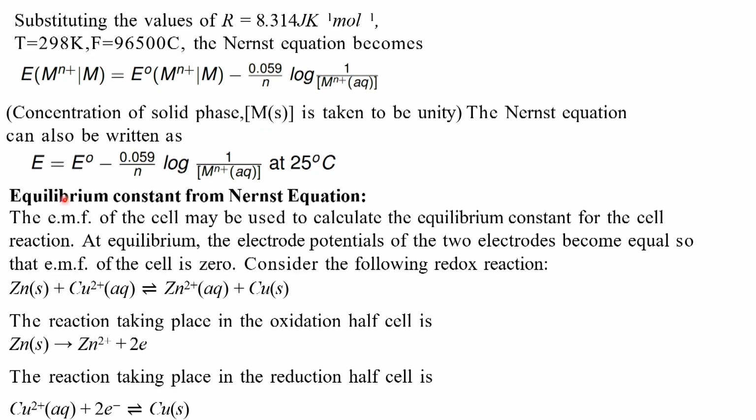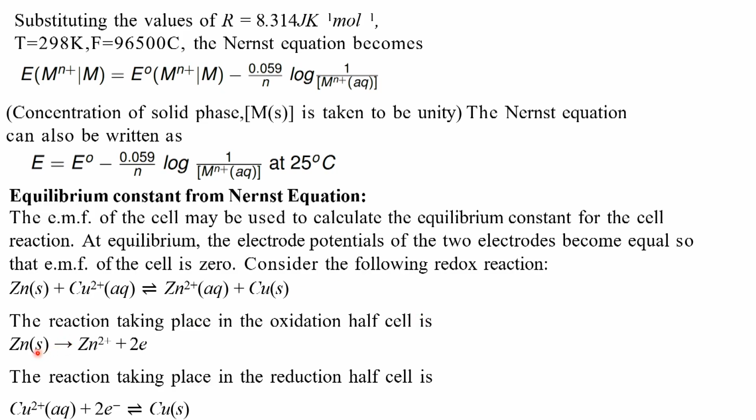We can also calculate the equilibrium constant from the Nernst equation. The EMF of the cell may be used to calculate the equilibrium constant for the cell reaction. At equilibrium, the electrode potentials of the two electrodes become equal so that the EMF of the cell is 0. Consider the following redox reaction that we discussed before: Zn + Cu2+ gives Zn2+ + Cu. The reaction takes place in the oxidation half, or the anode.